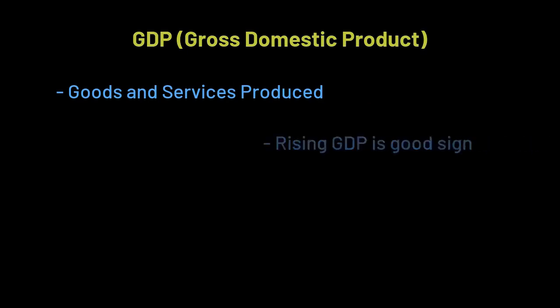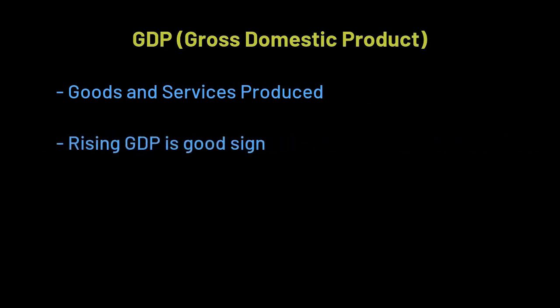Let's start with GDP. This measures the total value of all goods and services produced in a country. When GDP is growing, it's a sign that the economy is expanding, which usually leads to rising stock prices. But if GDP is shrinking, that could signal a recession, meaning stock prices may fall.